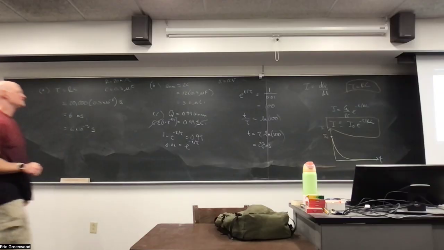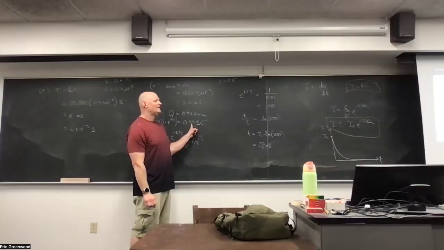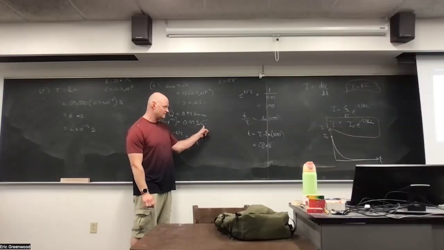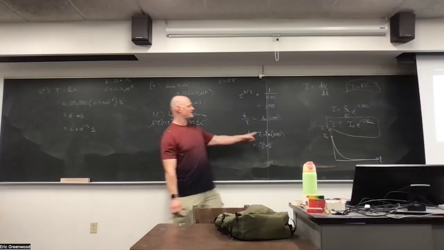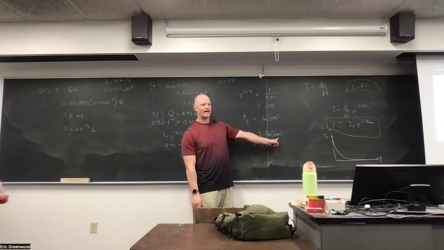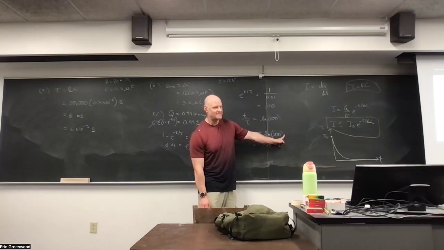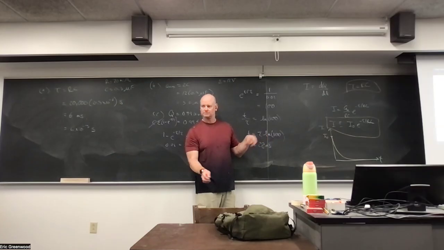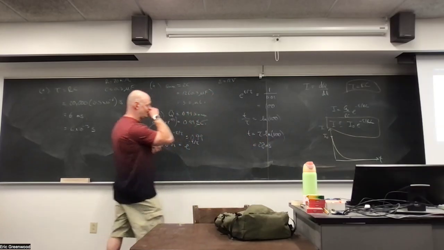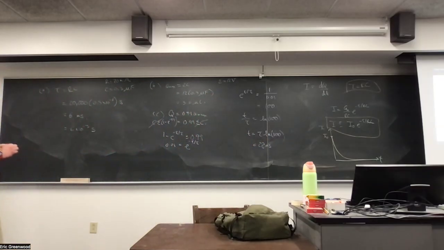Now, if I wanted it to reach 99.9%, the difference is that this would now be 1,000, so I'd have the natural log of 1,000. And if I wanted to reach 99.99% of the maximum charge, that would be 10,000 instead. Now, again, theoretically, this thing will not reach maximum charge until t goes to infinity.